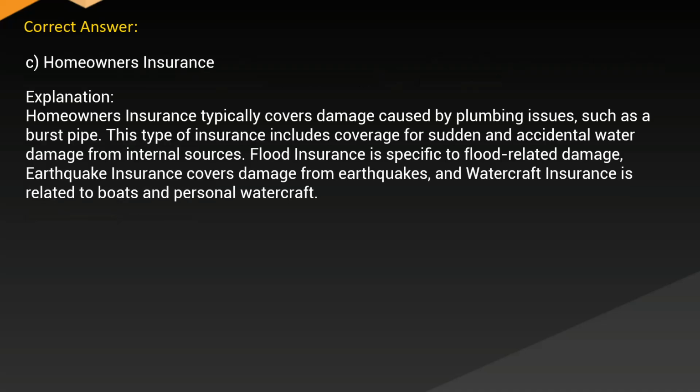Correct answer. C. Homeowners insurance. Explanation. Homeowners insurance typically covers damage caused by plumbing issues such as a burst pipe. This type of insurance includes coverage for sudden and accidental water damage from internal sources. Flood insurance is specific to flood-related damage. Earthquake insurance covers damage from earthquakes, and watercraft insurance is related to boats and personal watercraft.